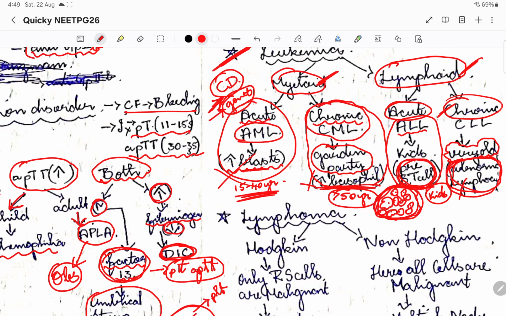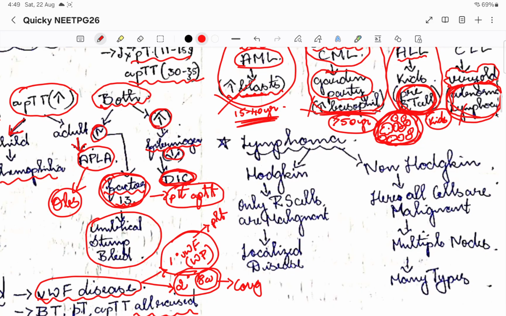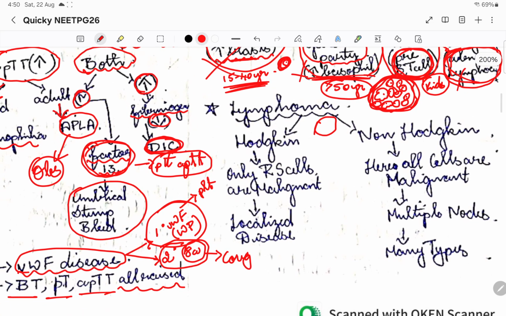Okay, so let us move on to lymphomas. I told you, right, if it is the blood that is getting affected, then it is going to be leukemia. Whereas if it is the lymph node that is getting affected, it is going to be lymphoma. There are two types of lymphomas. One is Hodgkin lymphoma, the other one is non-Hodgkin lymphoma.